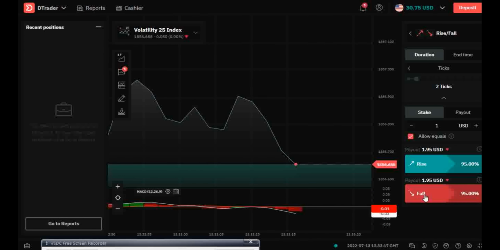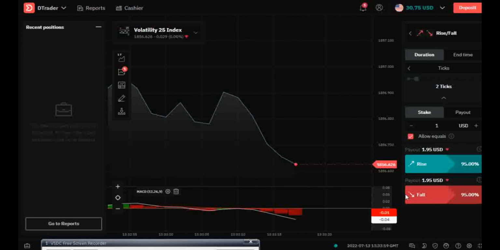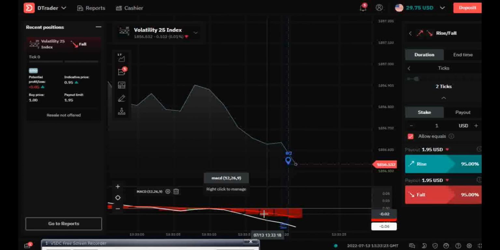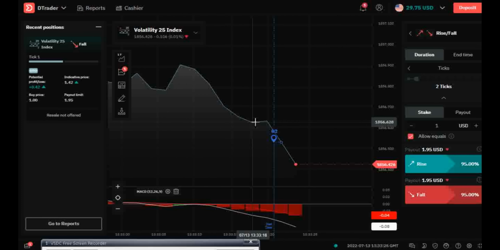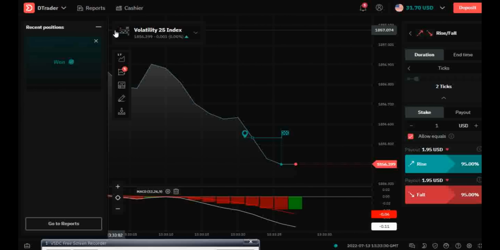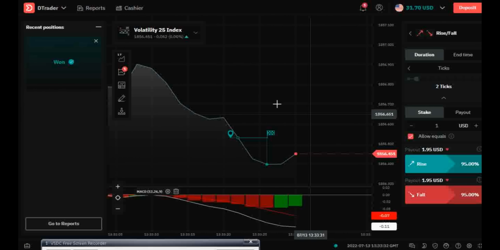Again, so let's watch. When it goes up, we enter trade for down. We enter trade for down because it's still showing red, but here it says going up. We've won the trade. Winning. Let's go for the next one.